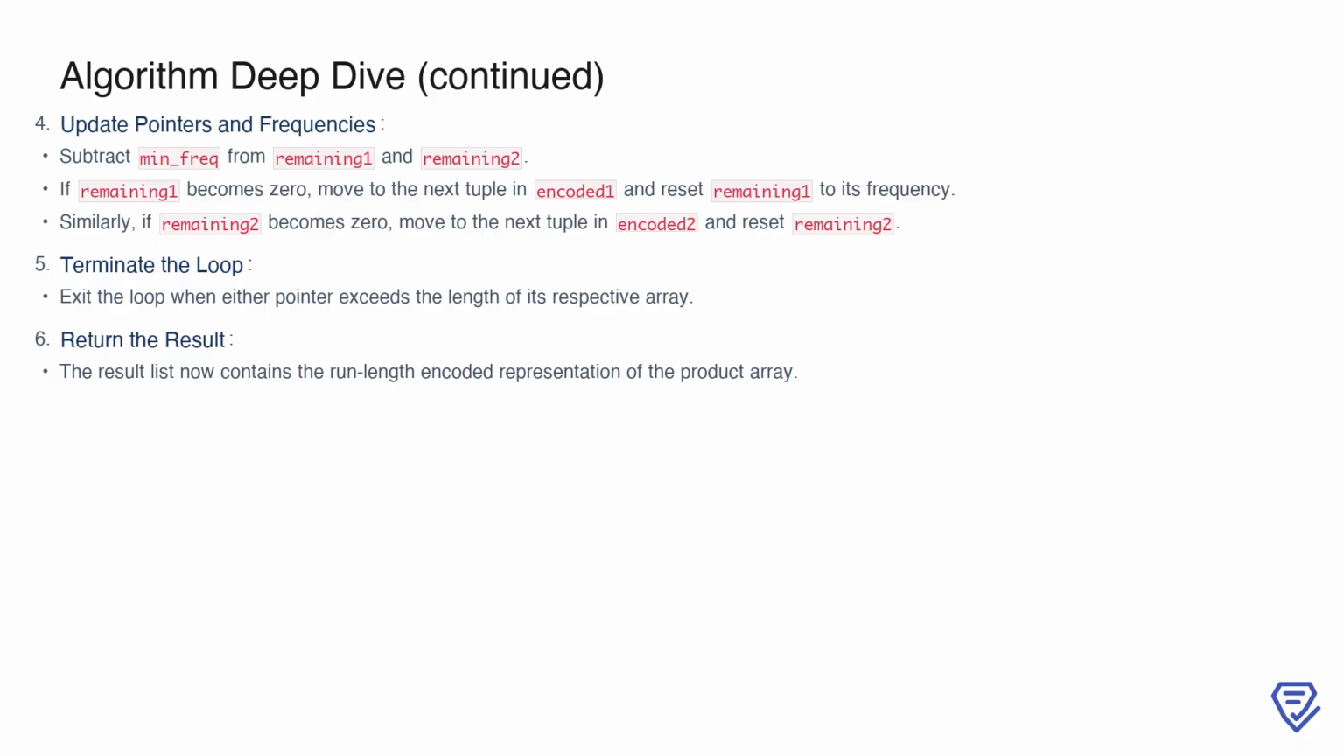After updating the result, we need to adjust our pointers and frequency trackers. We subtract min_frequency from both remaining1 and remaining2, reducing the count of elements processed from the current tuples.